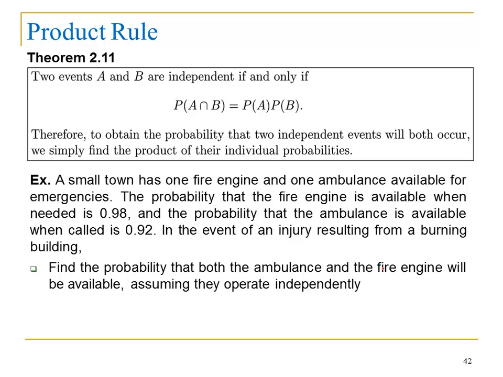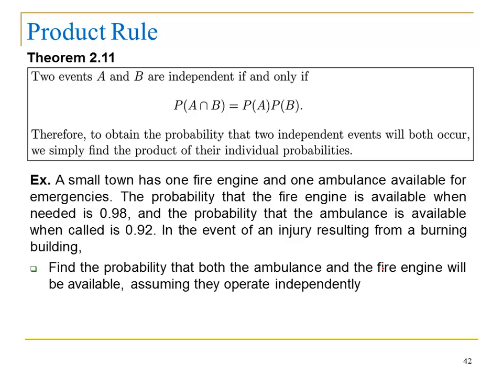We have a small town that has one fire engine and one ambulance available for emergencies. Right away you know that both of these vehicles are independent in terms of their location and the service that they provide. The probability that the fire engine is available when needed is 0.98, and the probability that the ambulance is available when called is 0.92.